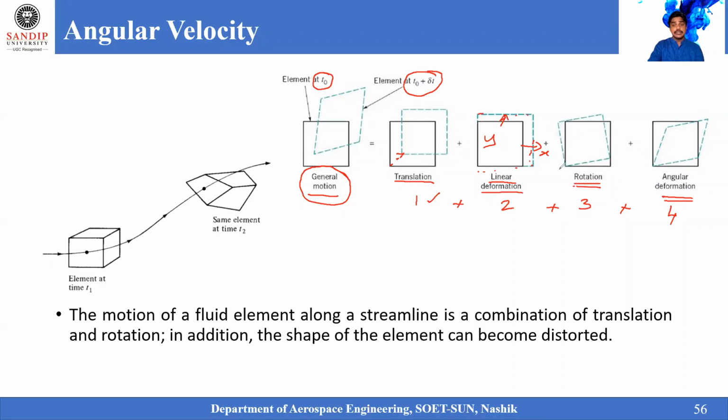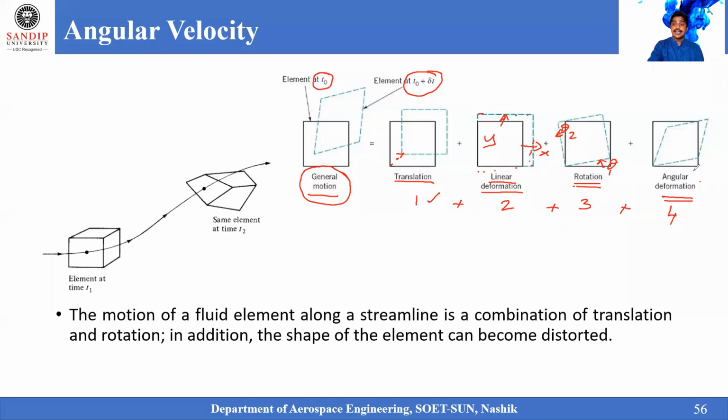And when you talk about rotation, there is no translation or deformation, but the fluid has taken an angular change. The fluid has changed by an angle. Let us take some angles as theta 1 and theta 2. So theta has been changed. That means the fluid rotates about its axis, which we generally call a rotational axis, or rotation of the fluid element.